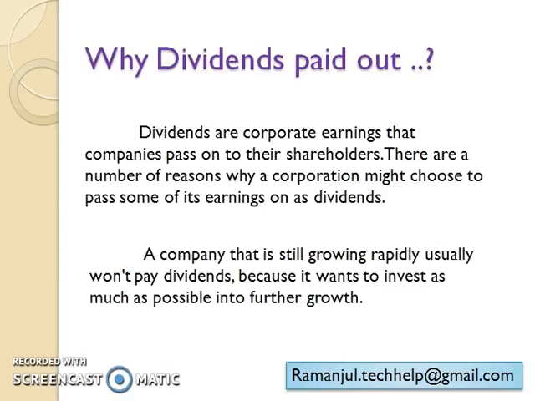Why are dividends paid out? Dividends are corporate earnings that companies pass on to their shareholders. There are a number of reasons why a corporation might choose to pass some of its earnings on as dividends. A company that is still growing rapidly usually doesn't pay dividends because it wants to invest as much as possible in future growth. Some companies don't pay dividends because they will invest in their growth. Because of that they don't pay dividends.